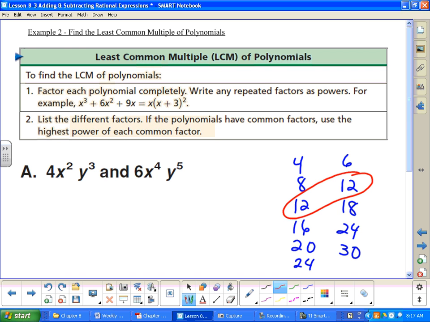When it comes to variables, it's just the highest powered variable. So in this case, our least common multiple would be 12x to the fourth y to the fifth. We could write that out a different way, but for the most part, just think of it this way: what's the smallest multiple that 4 and 6 go into, the smallest number they go into. And when we're talking about variables with powers, we're just looking for the highest power, so x to the fourth and y to the fifth.